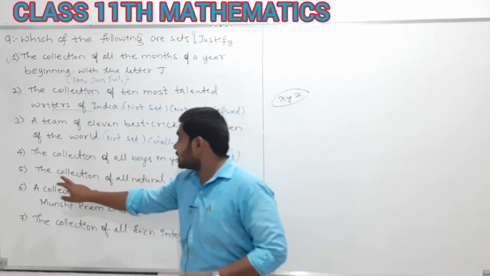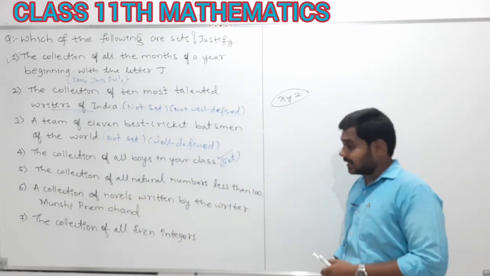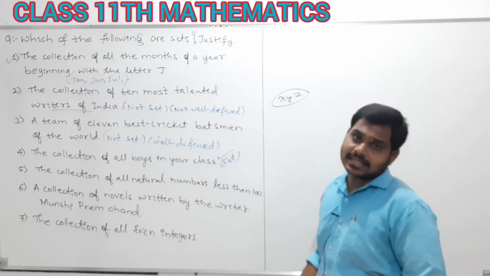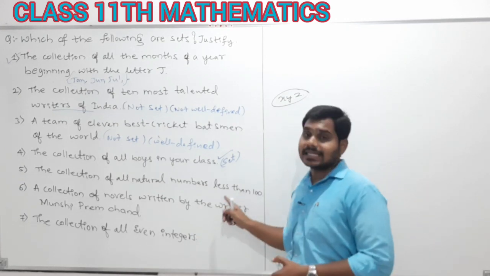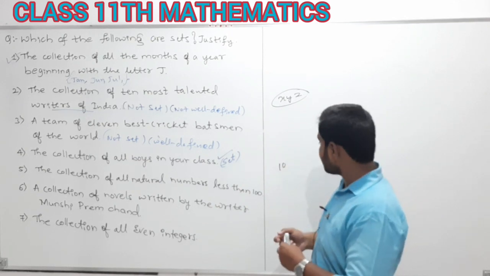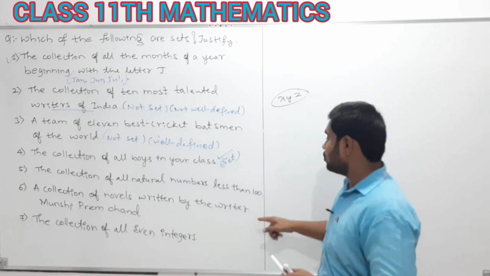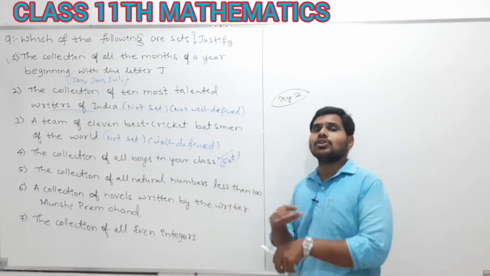And next, my students, the collection of all natural numbers less than 100. So my dear students, clearly it is a set. Whatever number comes, you can easily tell. If I give the number 10 and ask whether 10 is contained in this collection, easily you can tell. Clear? There is no confusion.